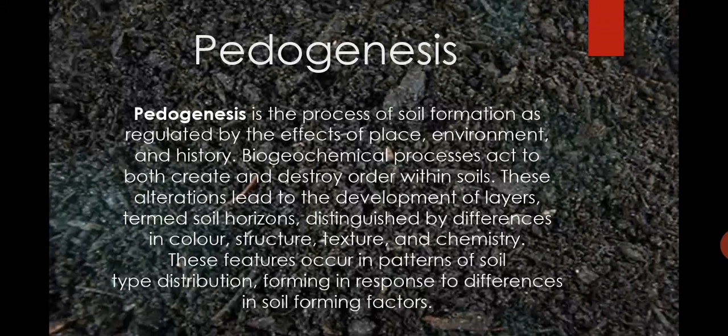Now let us look at what exactly is the meaning of pedogenesis. Pedogenesis is the process of soil formation as regulated by the effects of place, environment, and history. Biogeochemical processes act to both create and destroy order within the soils. Now, these alterations lead to the development of layers. Each layer is termed as horizon, and altogether they are termed as soil horizons. They are distinguished by differences in color, structure, texture, and chemistry. These features occur in patterns of soil type distribution, forming in response to differences in soil forming factors.